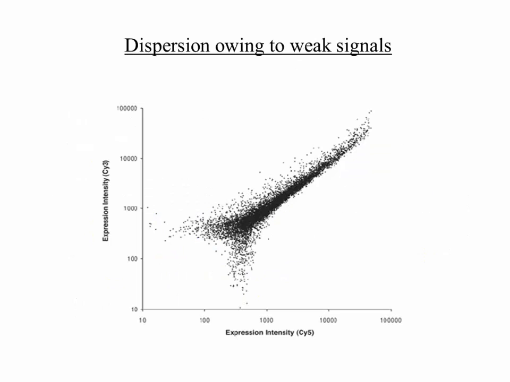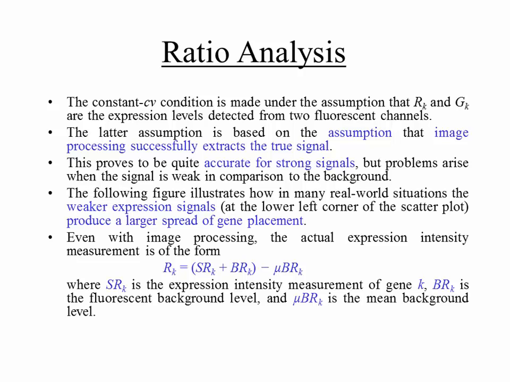Now, if you have weaker signals, you'll have a bigger spread, because the noise is affecting it. If it is a stronger signal, right, intensity is higher, the effect of the noise is not so pronounced, right? So you would have to account for that, right? Now, even with good image processing, the actual expression intensity includes the effect of the background, right? The intensity that you measure is going to be the signal plus the background minus the mean of the background. You're subtracting out the mean of the background, right? Now, the constant coefficient of variation assumption applies to this signal here, but you're not able to measure it. It does not apply to that other signal, R_k and G_k, that you're actually measuring, right? So that is going to cause problems too, right?